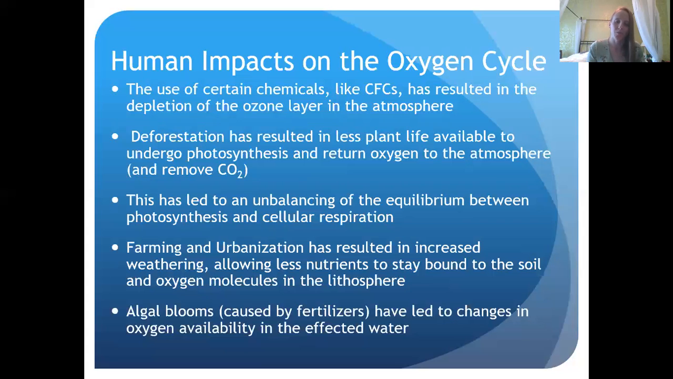And then algal blooms, which we already talked about in the nitrogen cycle, are caused by fertilizer use and other things, and have led to changes of oxygen availability in the affected water. We talked about in that lesson the fact that following an algal bloom, the oxygen in the water is depleted, which can lead to things like fish suffocating.